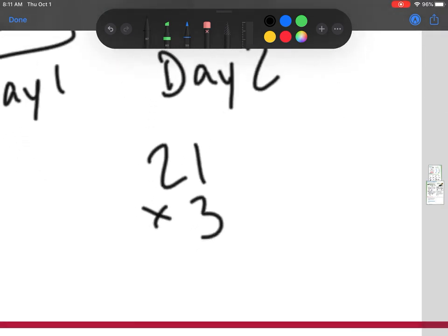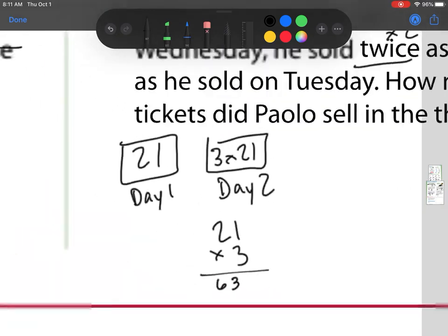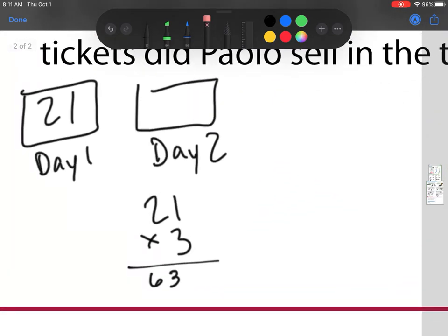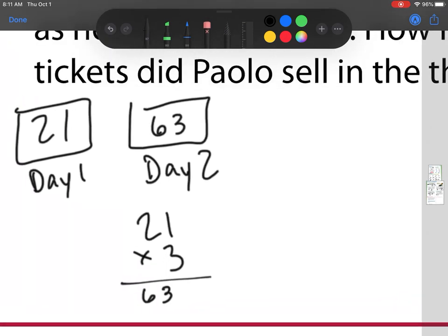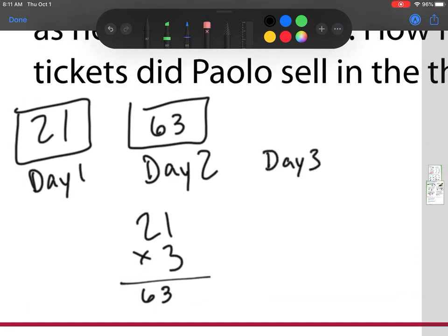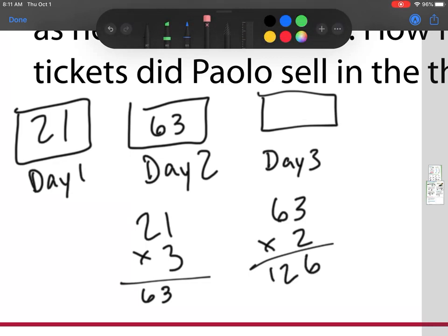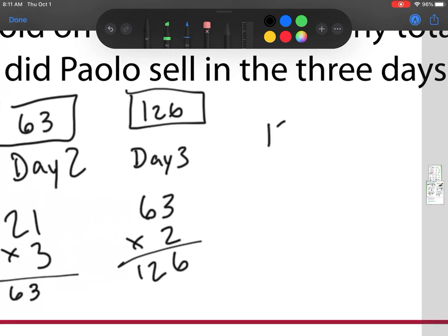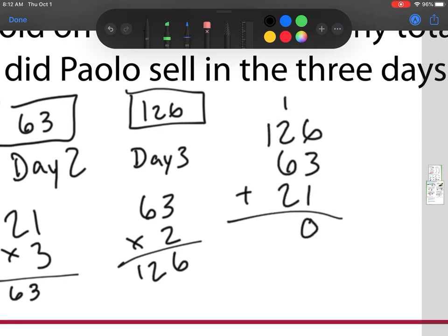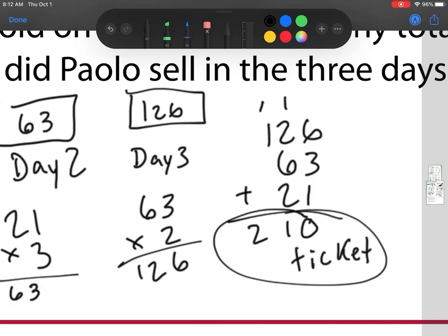21 times 3. So let's zoom in. That's going to be 63. So now that I know it's 63, I'm going to fill in day 2 with 63. It told me on day 3 he sold, man, a busy person, he sold twice as much. So it's 2 times 63. So what is that? 63 times 2 is 126. He sold 126. So let's fill this in. Now this isn't just our answer because we have to figure out the total amount that he sold. So we have to add all these up together. So we have 126 plus 63 plus 21. So let's add them. This is going to be 10. This will be 11, so I regrouped that one. So he sold 210 tickets.